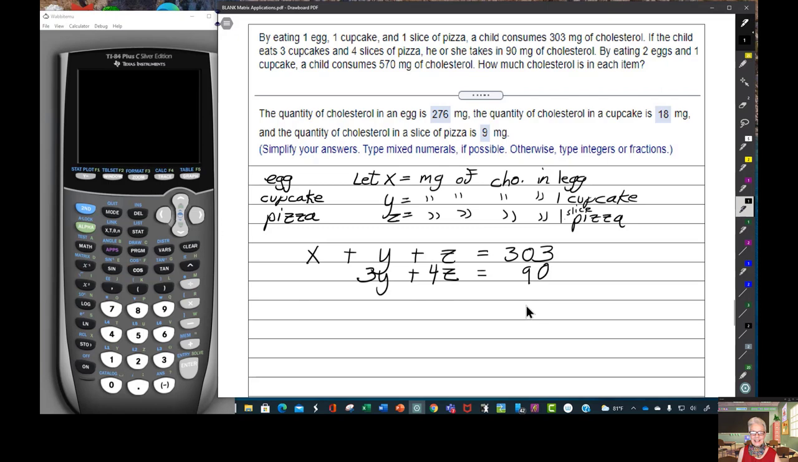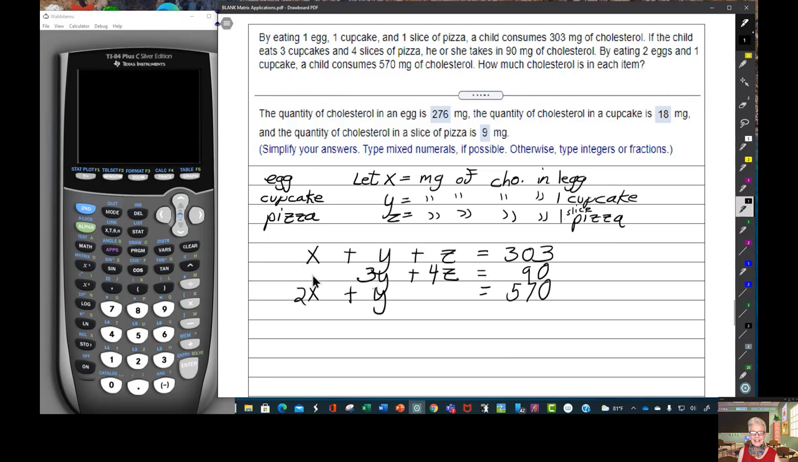Yeah. Now, by eating two eggs and one cupcake, the child consumes 570 milligrams of cholesterol. How much cholesterol is in each item? Okay.